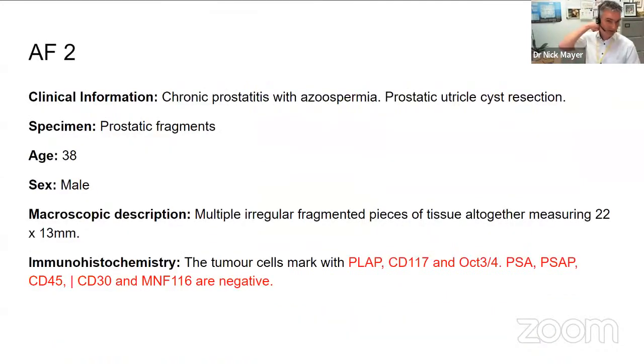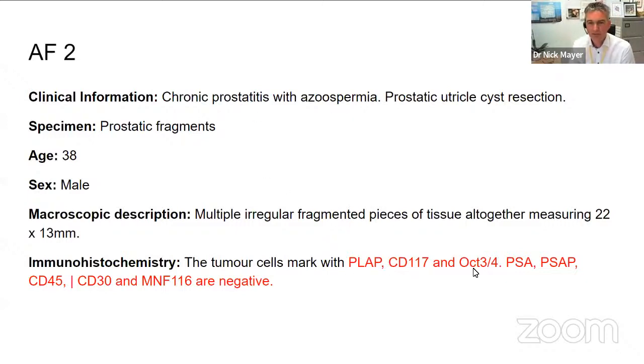Right, second case, this was a young guy of 38 who'd presented with prostatitis and azoospermia, and he'd had a resection of part of his prostate, and there was a tumour, and we were given some immuno.